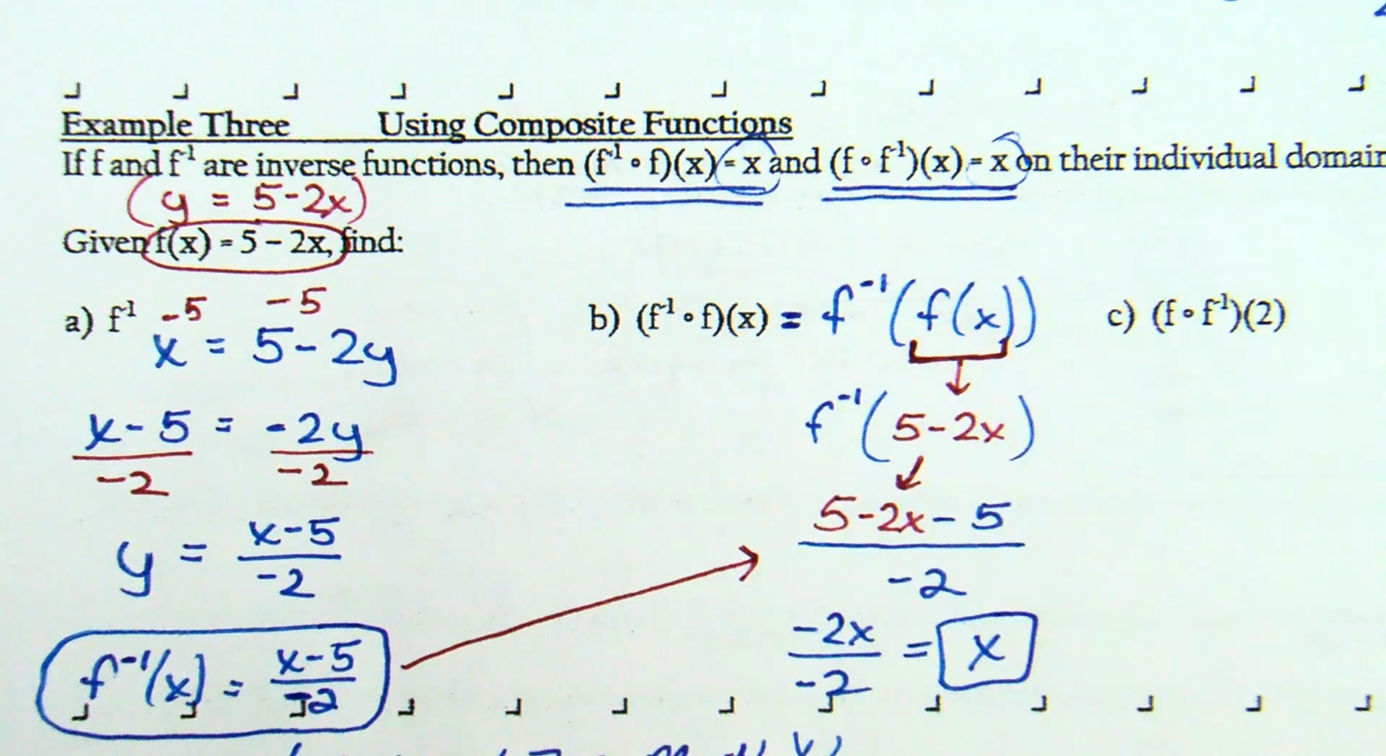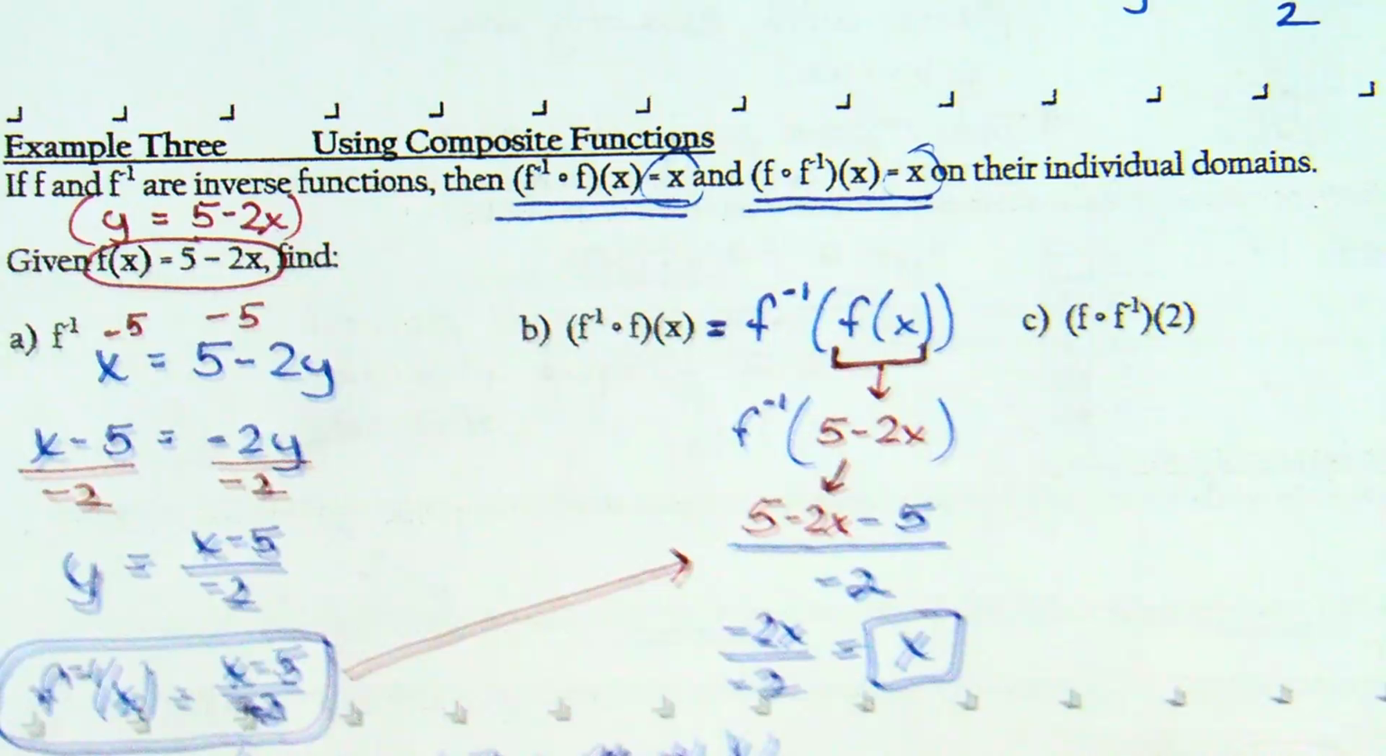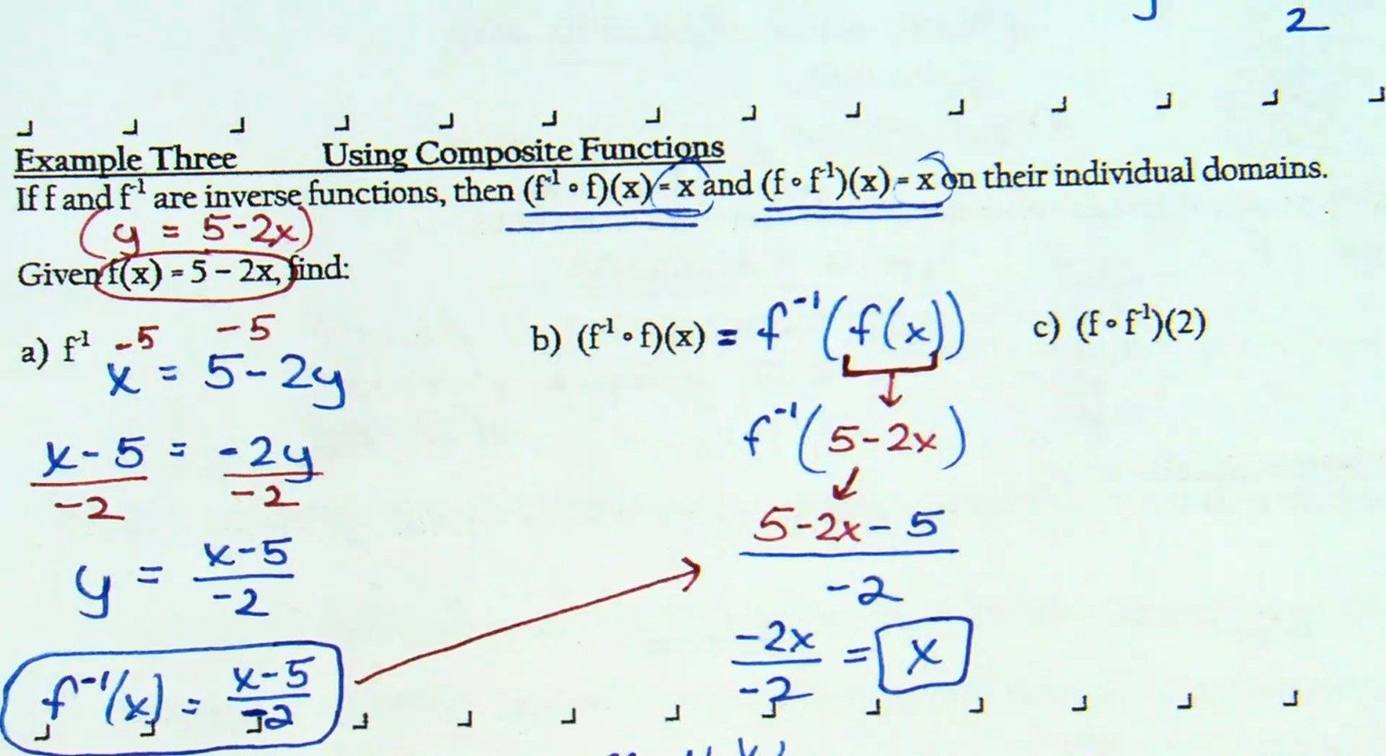Okay, one more. Let's try C. Now, let's see who has this figured out. F composed with f inverse of 2 this time. So last time it was f inverse composed with f of x. This time it's f composed with f inverse of 2. What's my final answer going to be? Okay, we hope it's 2.